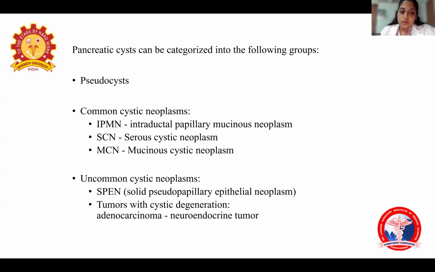Coming to the pseudocyst. Pseudocyst is the most common cystic lesion that you encounter on a daily basis, especially in patients with chronic pancreatic pathologies or alcoholic patients. You usually tend to see a pancreatic pseudocyst. Then the other common lesions are intraductal papillary mucinous neoplasm, serous cystic neoplasm, and mucinous cystic neoplasm. The next ones are not as common as the other lesions. These are solid pseudopapillary epithelial neoplasm, cystic degeneration of adenocarcinoma, and neuroendocrine tumor.